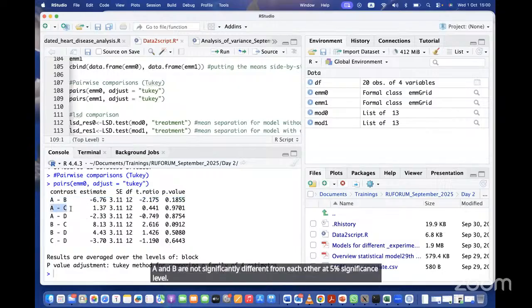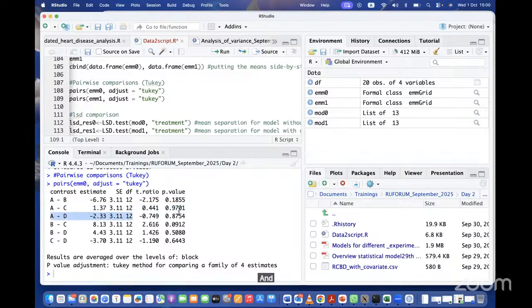Then A and C are also not significant. A and D are not significant. B and C are not significant. B and D are not significant. And C and D are not significant. That is if you use model number 1.